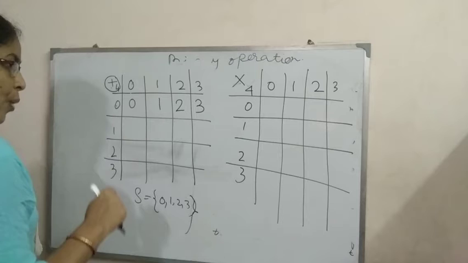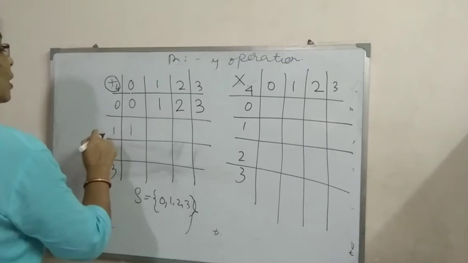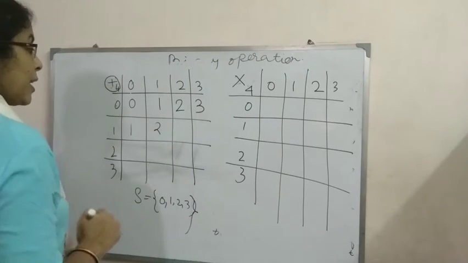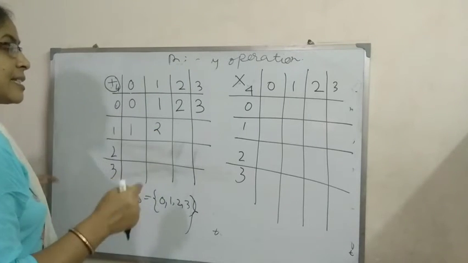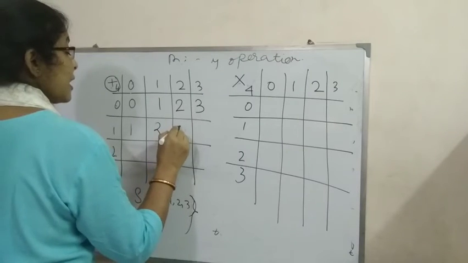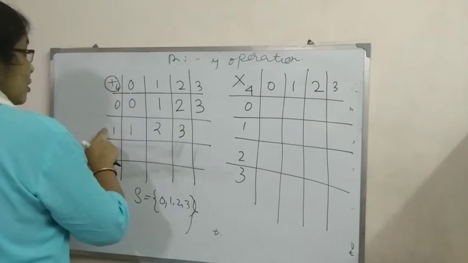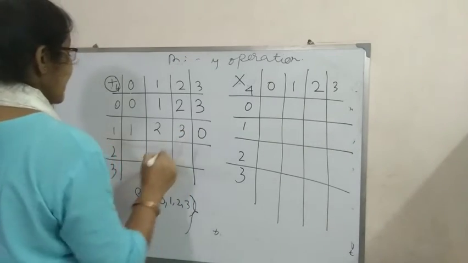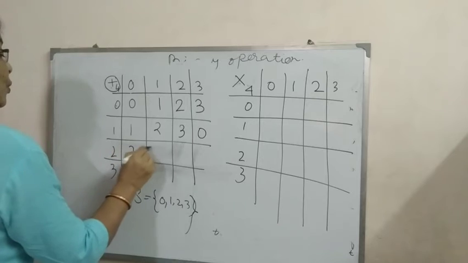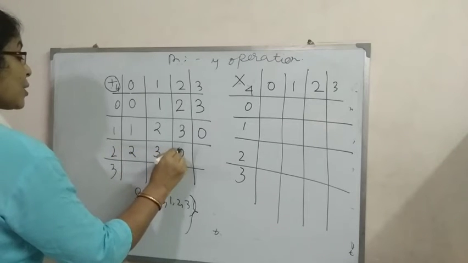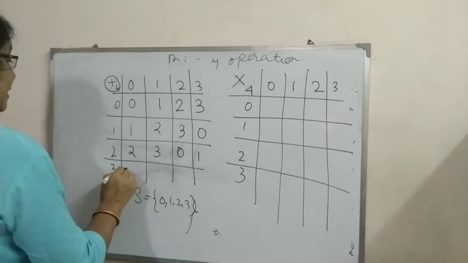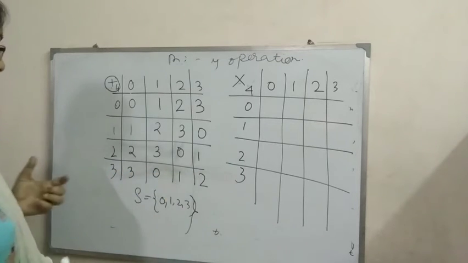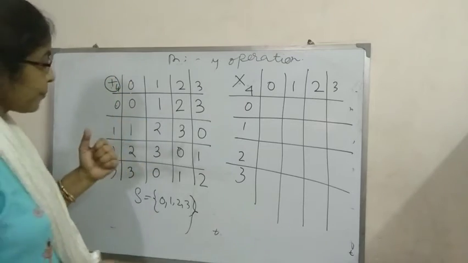1 plus 0 equal to 1, and 1 is divided by 4, that is 1. 1 plus 1 equal to 2, that is remainder 2. 2 plus 1, 3. 3 is divided by 4, I will get 3, and also 1 plus 3 equal to 4. When 4 is divided by 4, I will get 0. Here 2, 3, 0, 1. Here 3, 0, 1, 2. Okay.